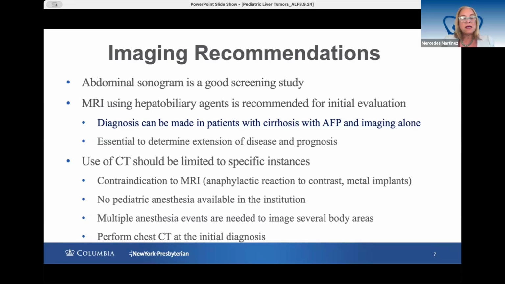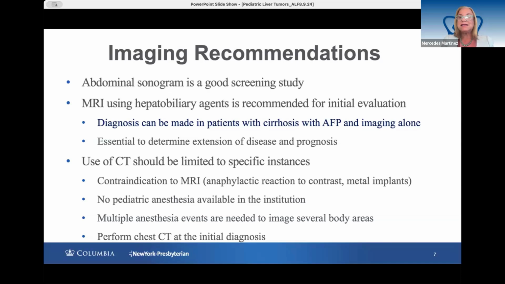The other thing that is very different is that pediatric patients might require anesthesia for an MRI. They are small babies, they don't cooperate, they don't stay still for a prolonged period of time, which is the requirement for the MRI. The CT scan is pretty quick. Then if you don't have pediatric anesthesia available, or the patient is getting multiple anesthesias because they need to image several parts of the body, that might be a time that you might choose a CT scan.